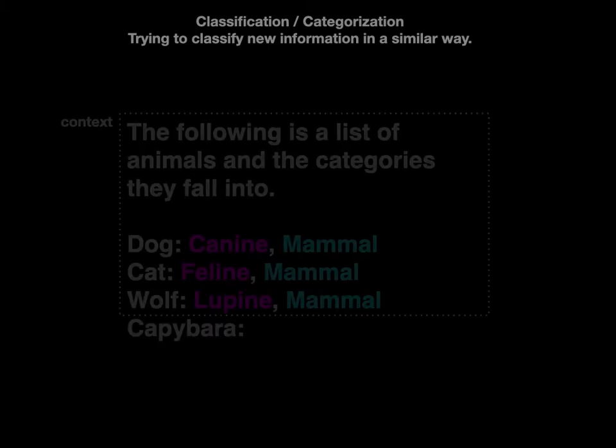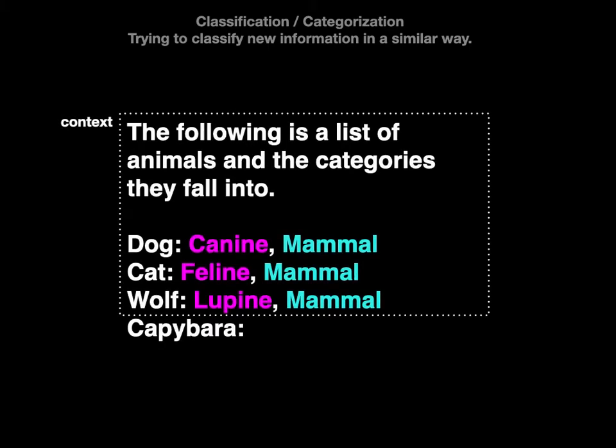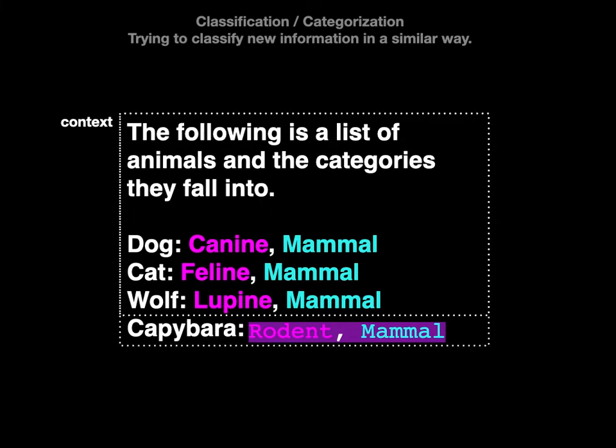Finally, classification and categorization. So try to classify new information in a similar way. So here's one. The following is a list of animals and the categories they fall into. Dog, canine, mammal. Cat, feline, mammal. Wolf, lupine, mammal. I say then to it, tell me capybara. It's like, I got this. Rodent, mammal. But then, I just told it to keep going.